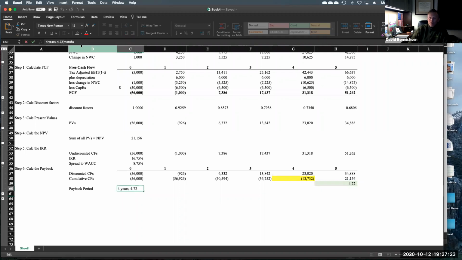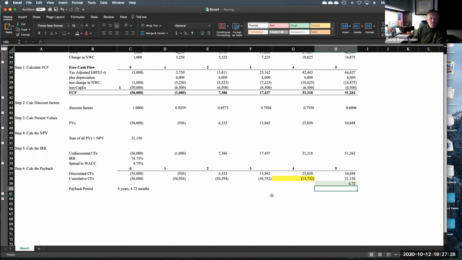I changed a few numbers around from what I had done before. So in 4.72 months. Okay, so that's the payback period.